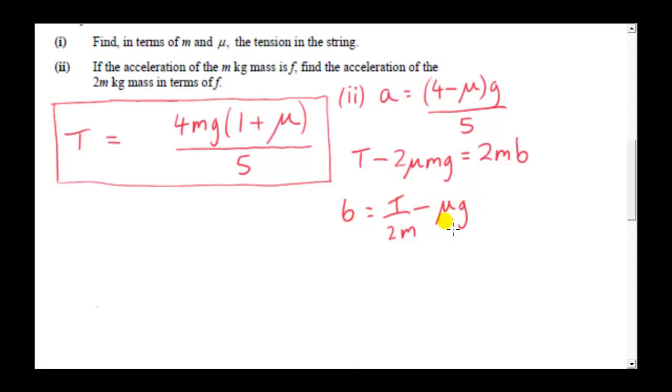Okay, so we divide it across by 2m to get b, so we have to divide t by 2m. On top here we will be left with 2g into 1 plus mu all over 5, and we subtract mu g. Well, that mu g can be written as 5 mu g over 5. Get a common denominator of 5. So on top we're going to get 2g plus 2g mu minus 5 mu g. So that's minus 3 mu g. And we can take that g out. So we have a 2g here, so we need a 2 here.